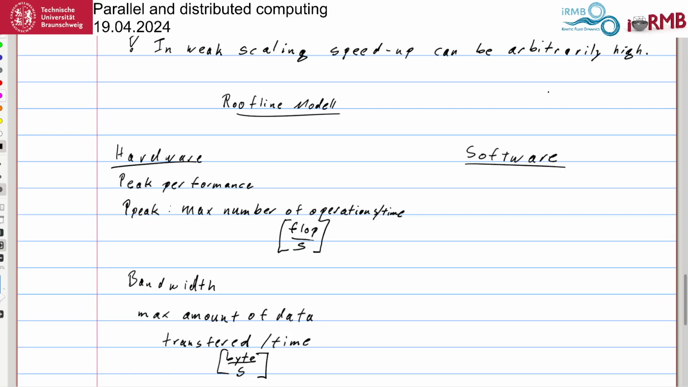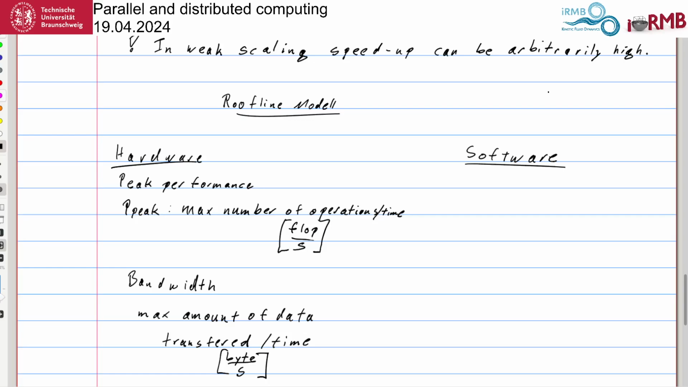And now you can ask, so which bus? You could have several buses, and this is still a simplified model. Also, what does peak performance mean? Does it mean double precision? Does it mean single precision? So of course, you need to specify here.